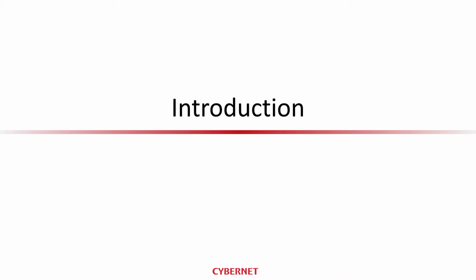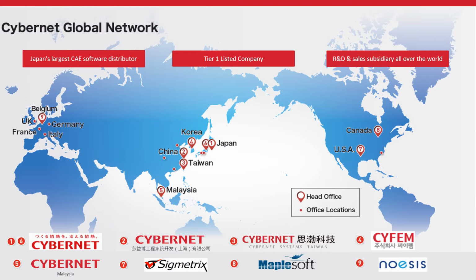Okay, first for the introduction. Cybernet Systems headquarters is located in Japan. We are Japan's largest CAE software distributor, a Tier 1 listed company, with R&D and sales subsidiaries all over the world. Out of Japan, we have 4 overseas sales subsidiaries, namely in Korea, China, Taiwan, and Malaysia. We also have 3 software developer companies, namely in Belgium, Canada, and also the US.